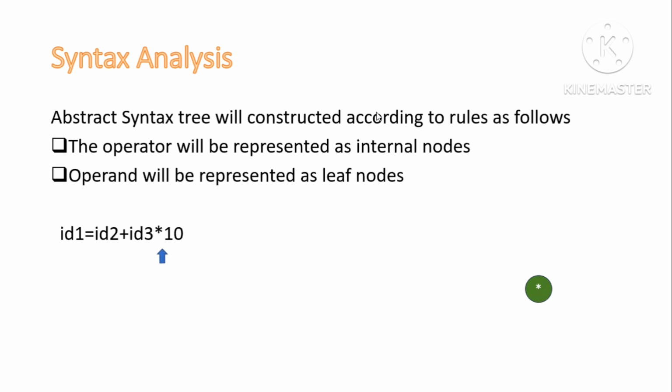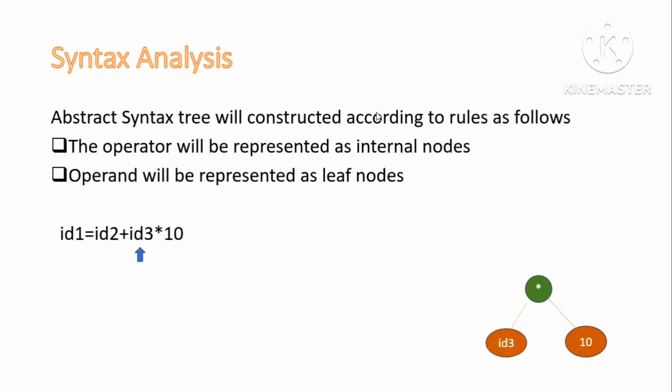Now we move to the right, you can see that 10 is a constant, and since it is a constant, we make it a leaf node. Now when we move to the left side, you can see that there is ID3, because star is operating on two operands. One is ID3 and another is 10. So ID3 is an operand, so it has to be represented as a leaf node on the left side of star.